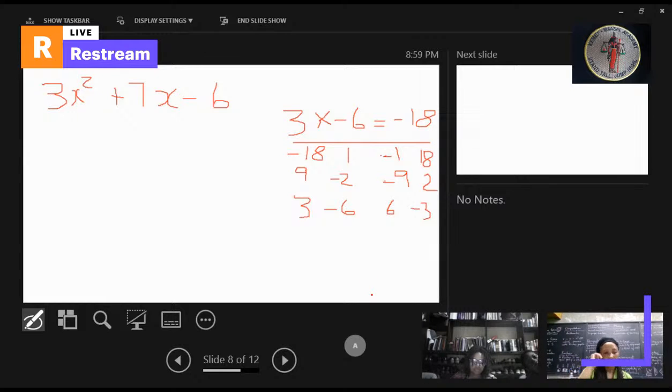All right, so what do I do now? Miss, we're going to find which pair when we add them gives 7, and that would be 9 minus 2. And that 7 would be the middle coefficient. So 9 minus 2 gives 7. Alright, so what do I do? Miss, we're going to rewrite the equation: 3x squared plus 9x minus 2x minus 6.